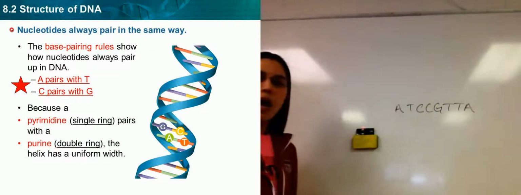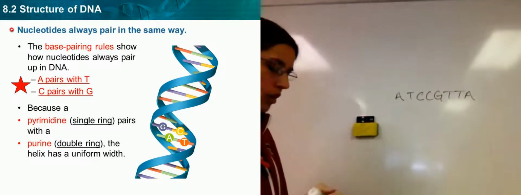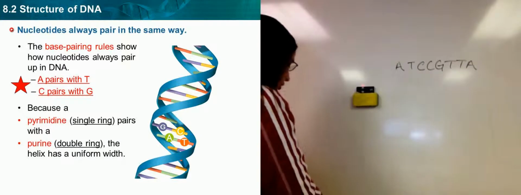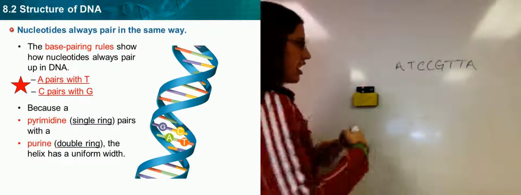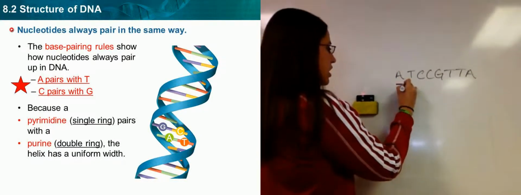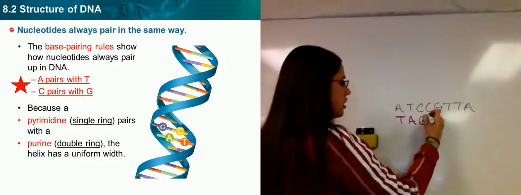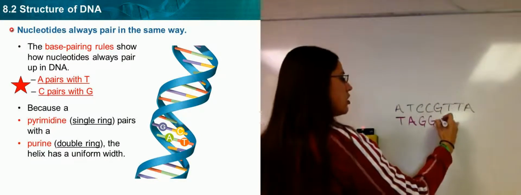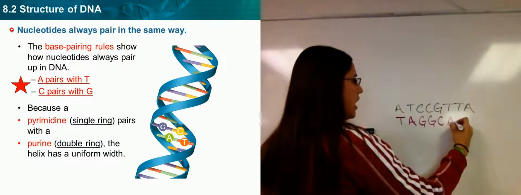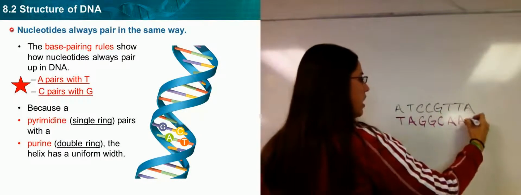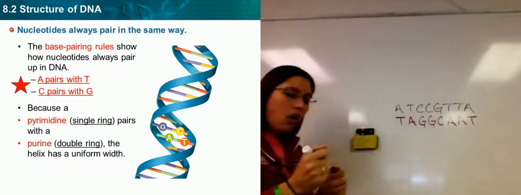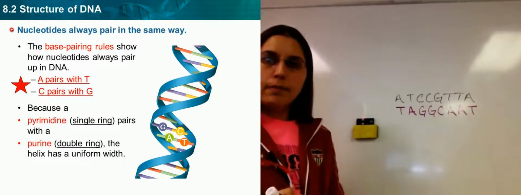could you match them up? And I know that each and every one of you could, because you follow that same coding technique. A pairs with T, T pairs with A. C goes to G, G goes with C, T goes with A, T goes with A, and A goes with T. So it all matches together.